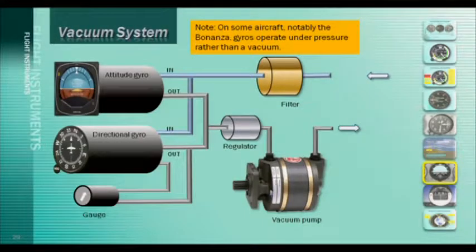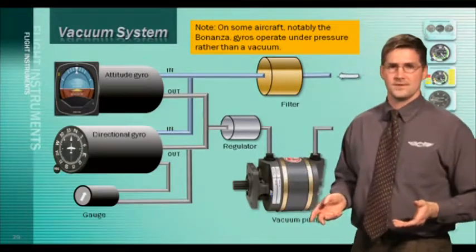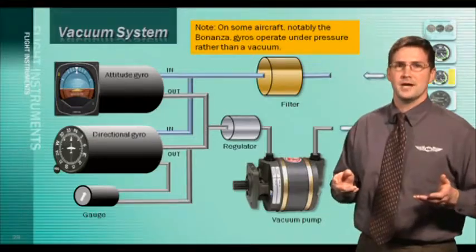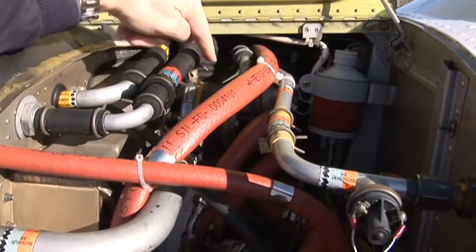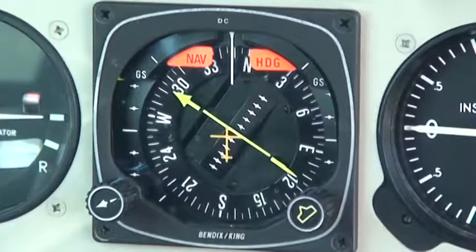Here we have a typical vacuum pump system. This vacuum pump pulls air through and out the heading and attitude indicator. Here's how it works. The vacuum pumps air much like a home vacuum cleaner, but it's driven by the engine. The air is pulled through a filter, then exits the filter and enters the heading and attitude indicators.